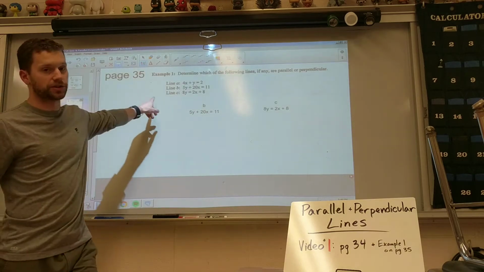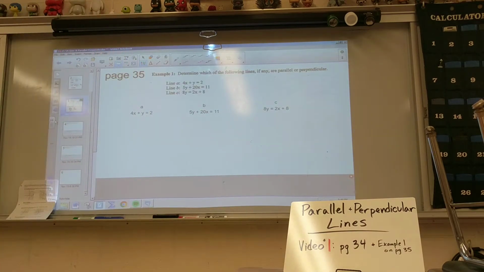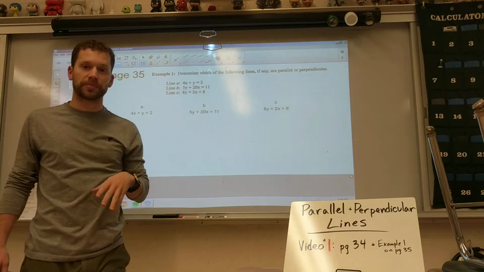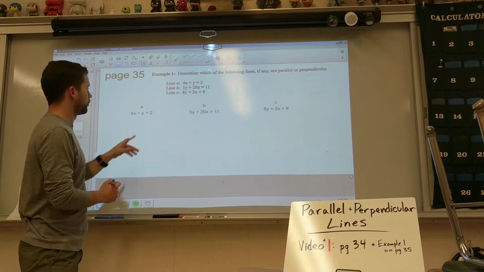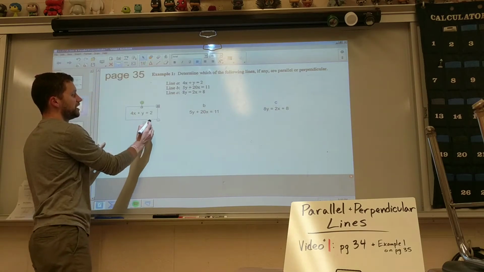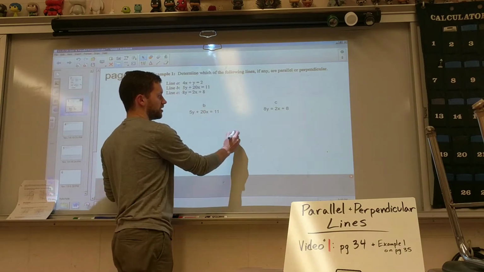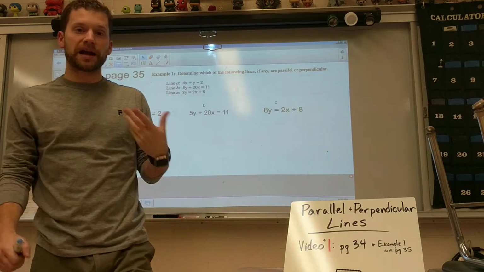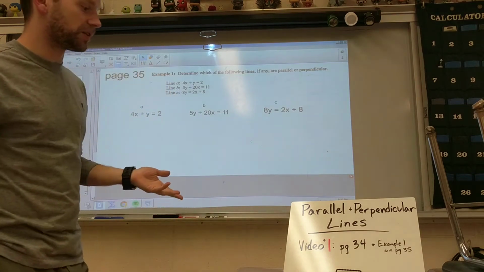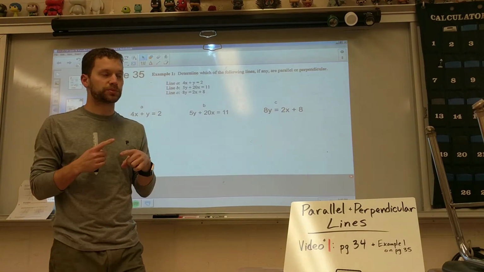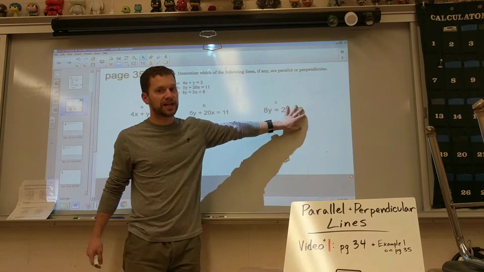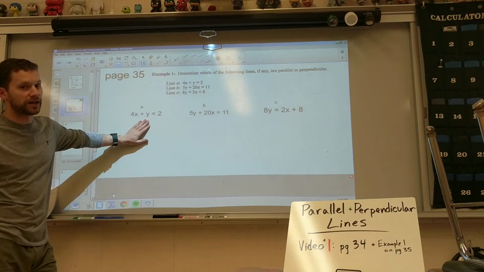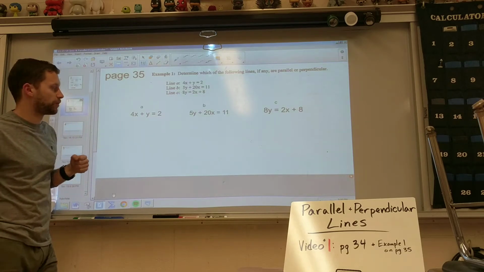All right. Page 35. And the question asks us to determine which of the following three lines, line A, B, and C, are parallel or perpendicular, if any. So we're going to go ahead and write each equation. And what we just figured out is that parallel lines have the same exact slope, perpendicular lines have negative reciprocal slopes. So if you just find the slope of all three of these lines, we can determine whether or not they're parallel or perpendicular. So we want to go ahead and just get them in slope-intercept form, because then we can pull the slope out of there.